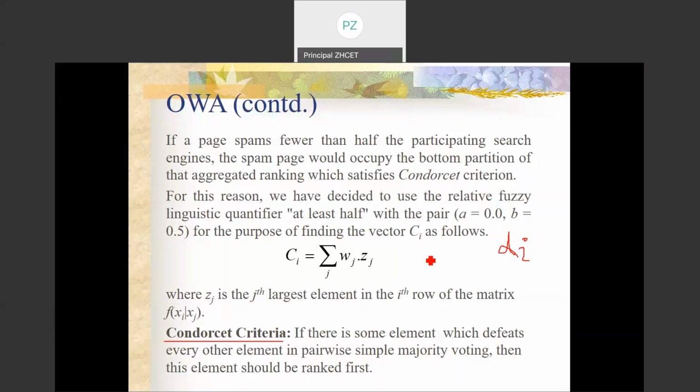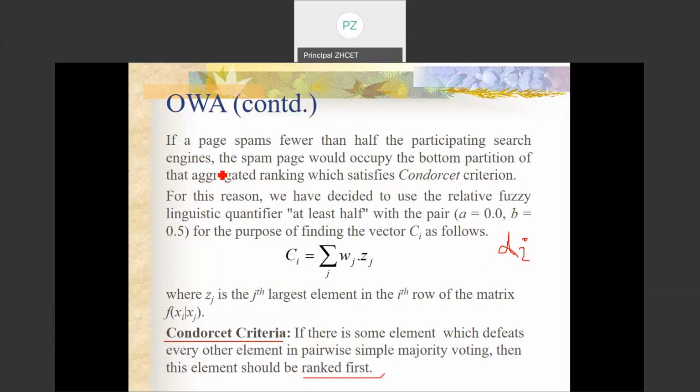So for the sake of clarity, let me repeat it. Condorcet criteria. What does it mean? If there is some element which defeats every other element in pairwise simple majority voting, then this element should be ranked first. So by now you should be able to understand, if there is a document DI which is better than D1 in the majority of the lists, it is better than D2 in the majority of the lists, and so on. It is better than DI minus 1 in the majority of the lists. It is better than DI plus 1 in the majority of the lists, and it is better than DN in the majority of the given lists. Then DI should be ranked first. So this is Condorcet criteria, right?